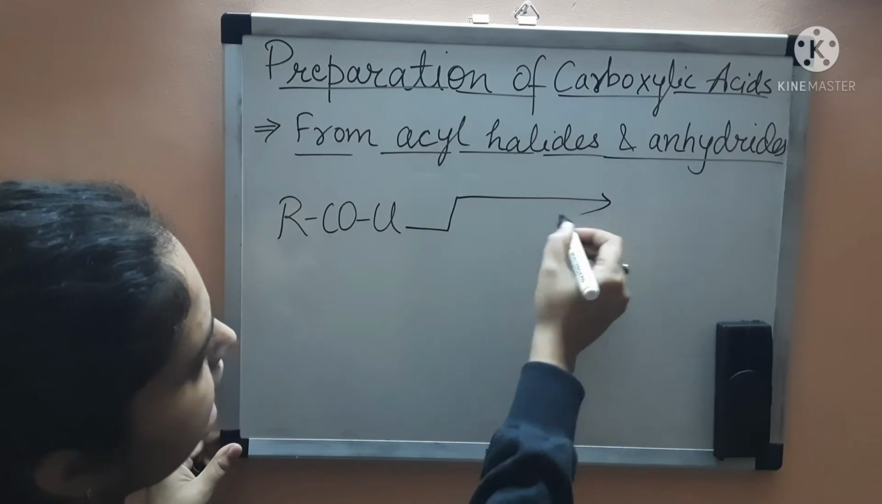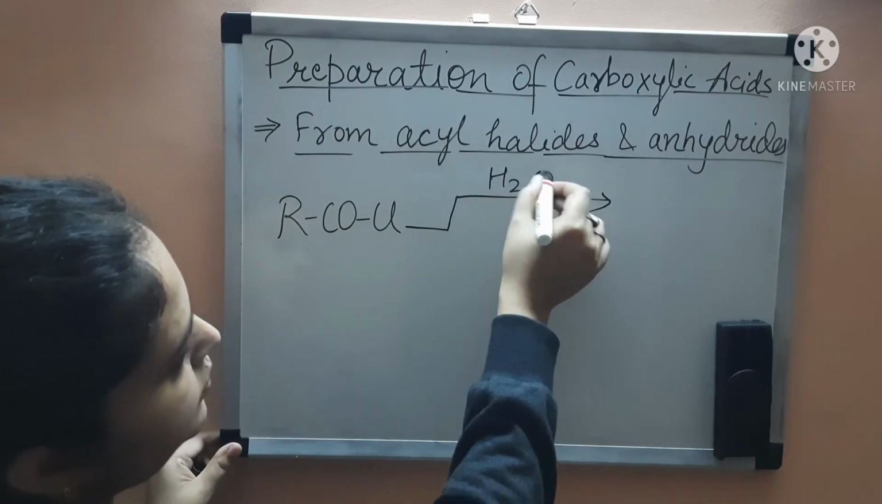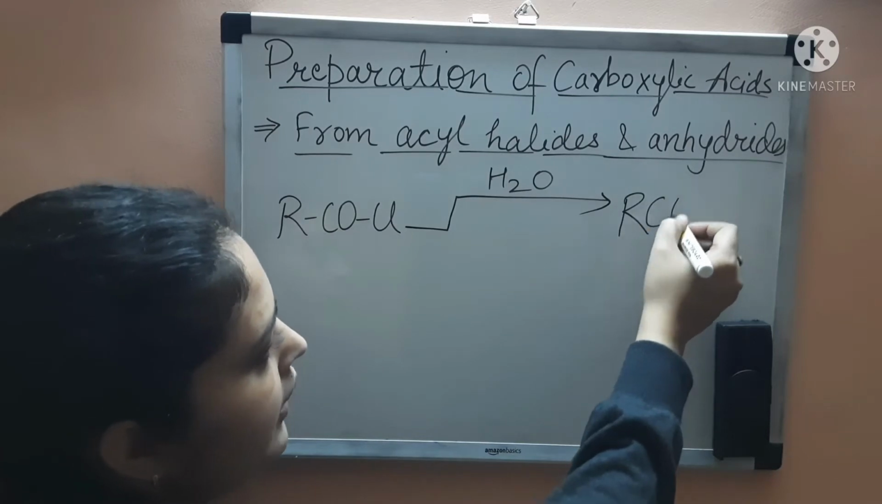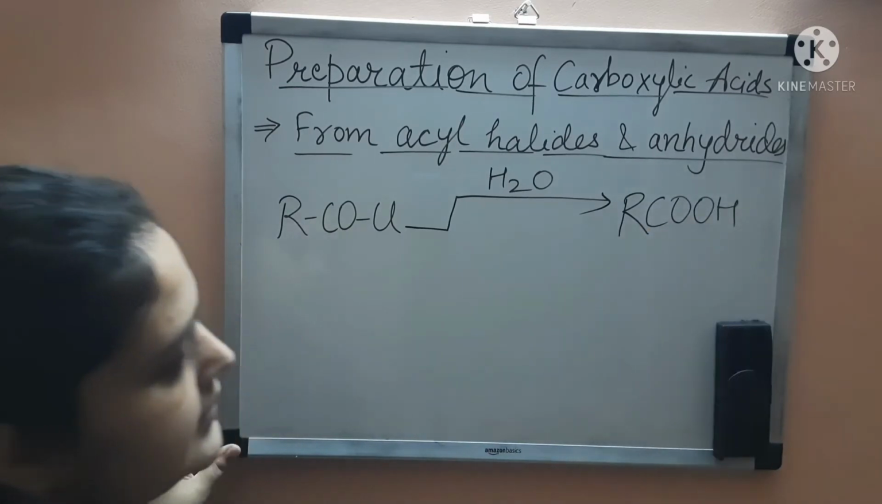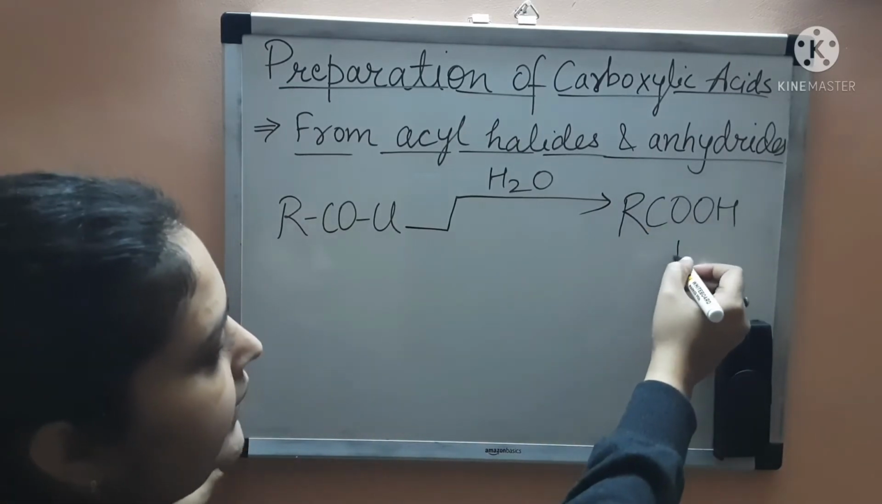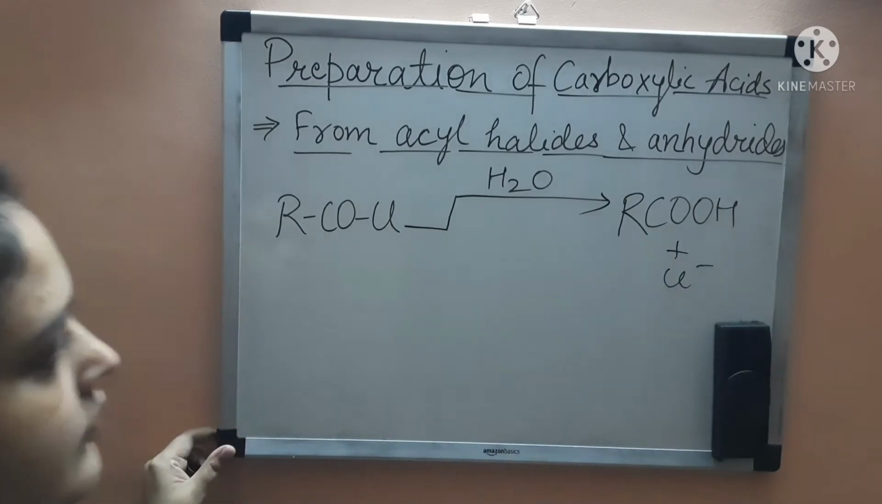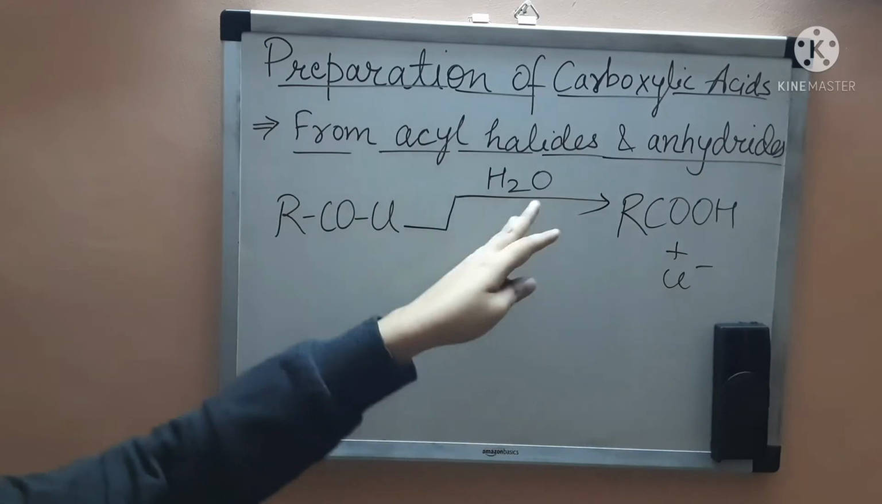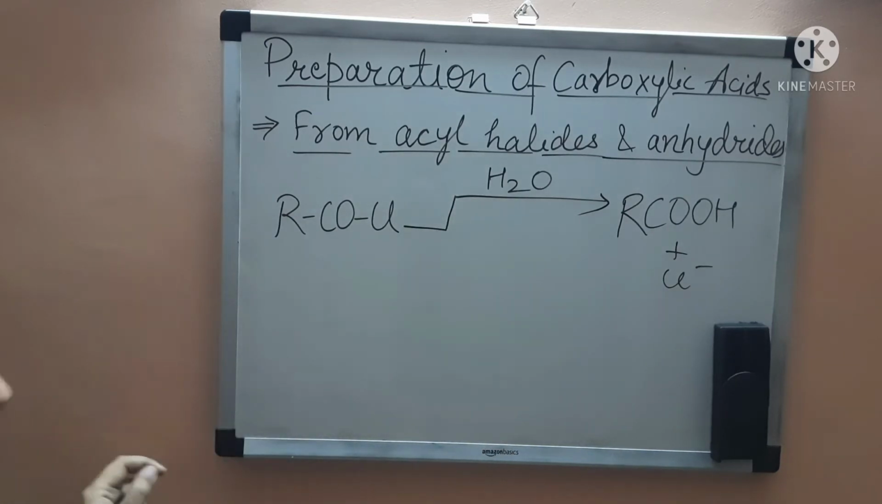So I am writing here. If you hydrolyze it with water, then you will get what? You will get directly your carboxylic acid, that is RCOOH and chloride ion. So this is the first way to convert acyl halide to carboxylic acid. Simply hydrolyze it with water.